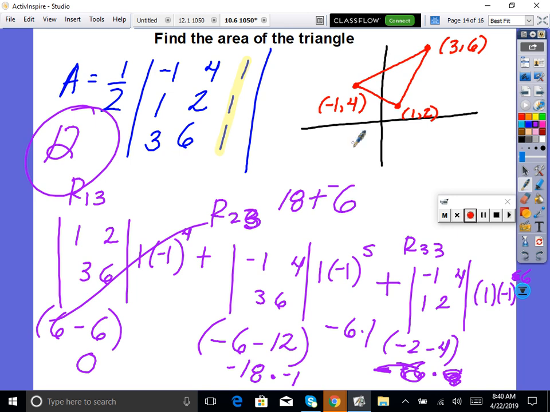Crapola! What did I forget? Times a half. I swear I don't remember that area coming out to be 6. 6 would be the area then, wouldn't it? Okay, it's 6. I'm glad you guys said that.